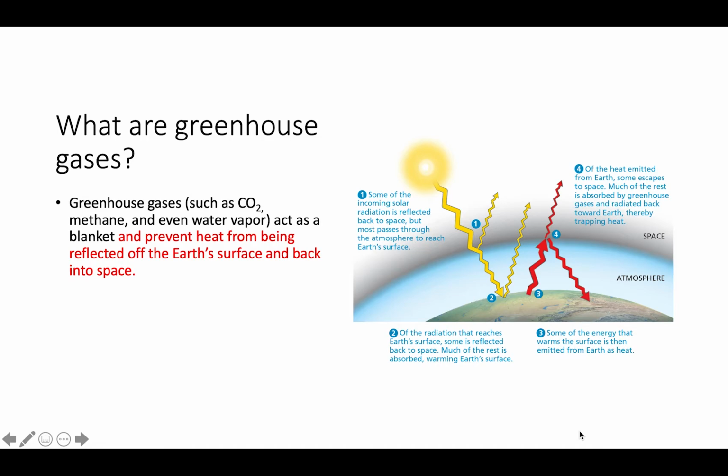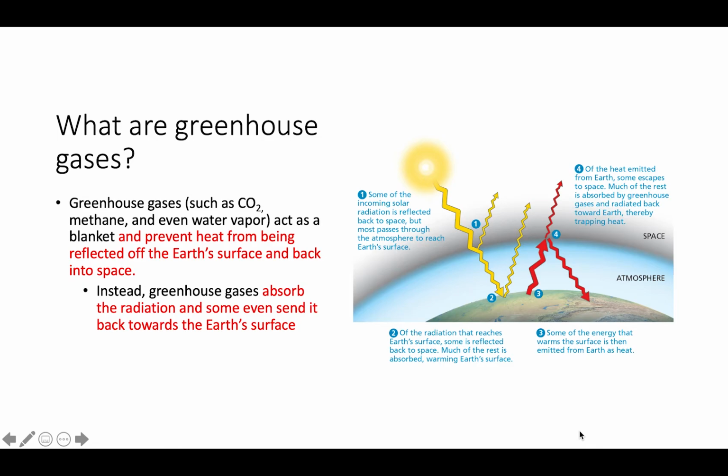What they're going to do is act like a blanket that insulates the Earth and prevents heat from being reflected off of the Earth's surface and back into space. Instead, the greenhouse gases will absorb some of that heat that's being reflected from the Earth and even send it back down towards the surface of the Earth, which just leads to this kind of worsening cycle of warming.